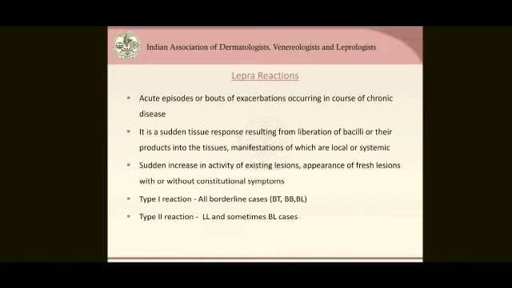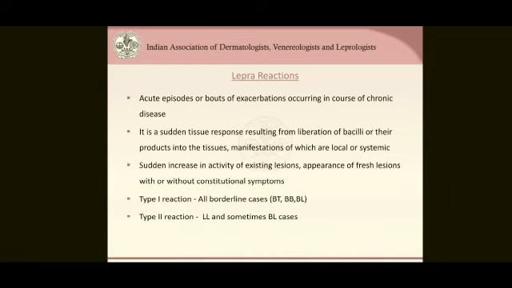So what is lepra reaction? It's an acute episode or bouts of exacerbation occurring in the course of chronic Hansen's disease. It is a sudden tissue response resulting from liberation of bacilli or their products into the tissue, which manifests as local or systemic complaints. It is due to the dead bacilli. Sudden increase in activity of existing lesions, appearance of fresh lesions with or without constitutional symptoms.